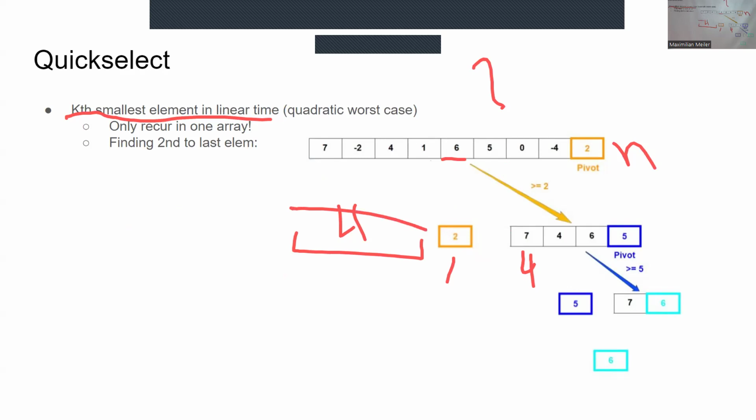Element 8 does not fall within any of these, so we just cross these out. We're done with those. Then we choose a pivot from the part of the array where the kth smallest element is in, or second to last element in this case is in. We place that down. We partition again.